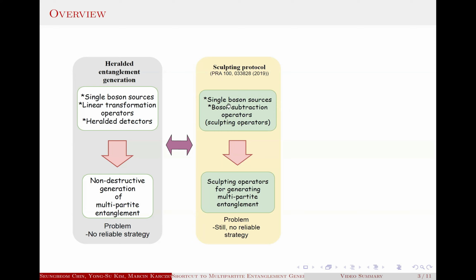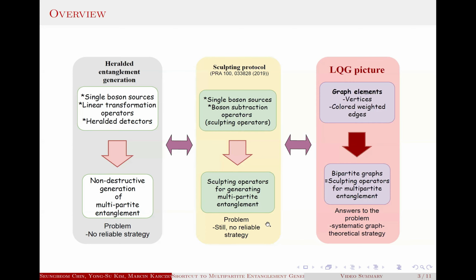In this protocol, all the transformation elements and detectors are understood as boson subtraction operators, which were dubbed sculpting operators. And now the task of finding heralded schemes is replaced with the task of finding suitable sculpting operators for the target states. However, this picture itself still does not provide any systematic strategy to find schemes. And that's where the graph method comes into play.